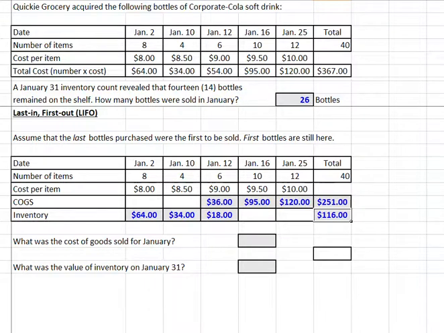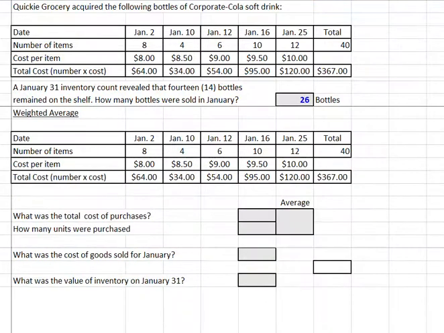And once again, we want to make sure that that equals our total cost. We take our $251, add to it our $116, and that indeed does give us the $367 in cost that we had to allocate between current sales, that would be cost of goods sold, and inventory, which will be matched with future sales. Our weighted average method is fairly straightforward.